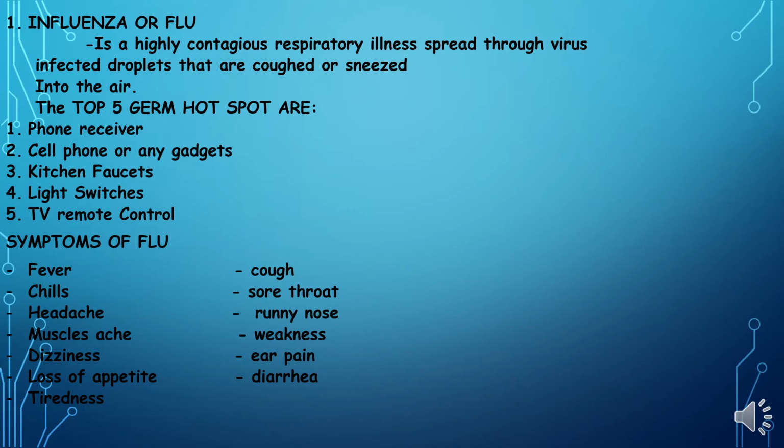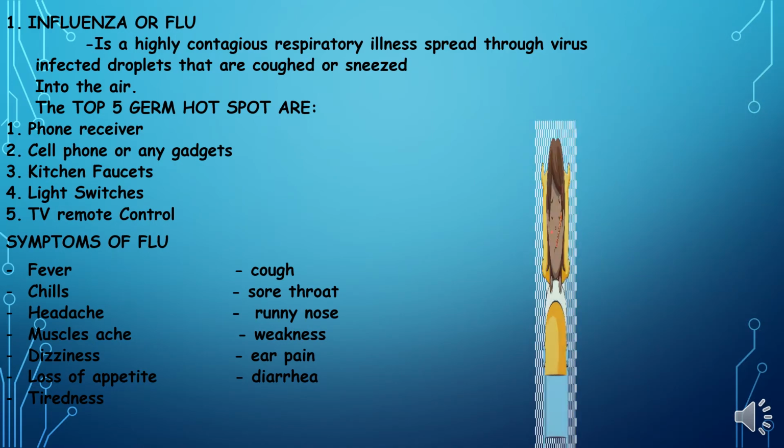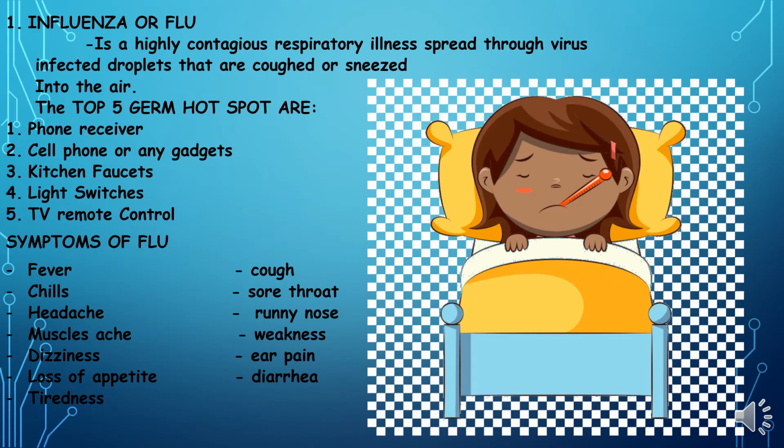Influenza or flu. It is a highly contagious respiratory illness spread through virus-infected droplets that are coughed or sneezed into the air. The top 5 germ hotspots are phone receiver, cell phone or any gadget, kitchen faucets, light switches, and number 5, TV remote control.